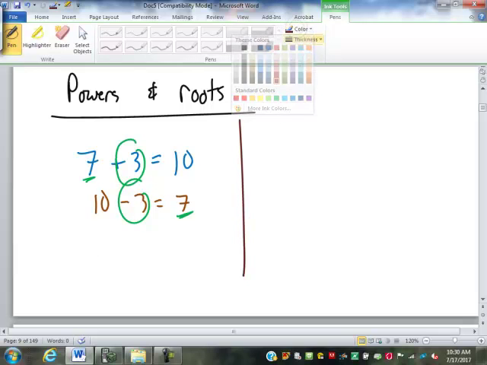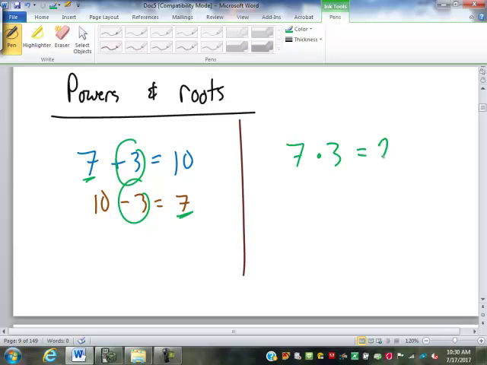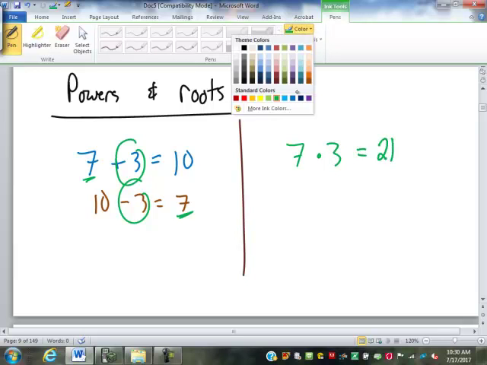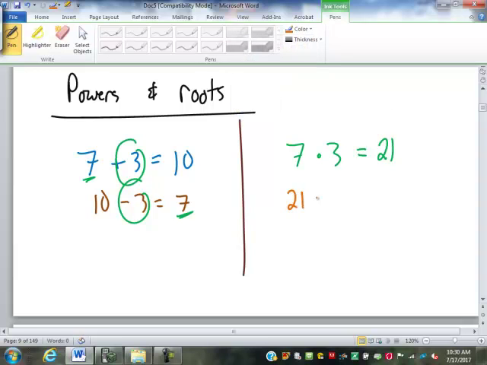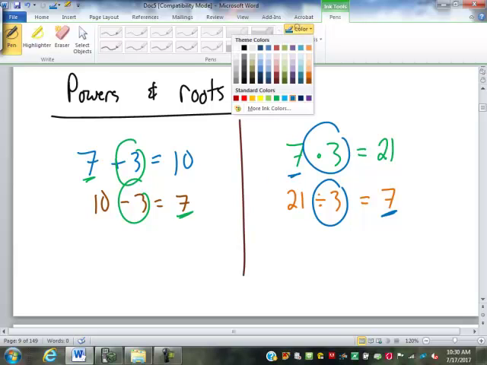The same thing occurs with multiplication and division. If I do 7 times 3, I get 21. And if I want to take that 21 and get back to 7, what do I do? Divide by 3. So multiplying by 3 and dividing by 3 get us right back to where we started.